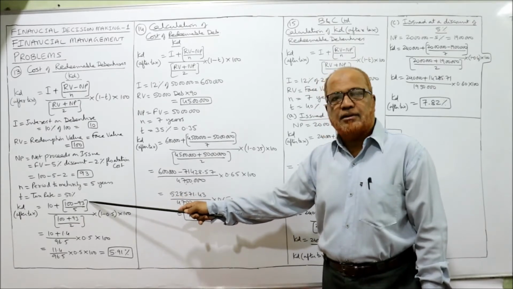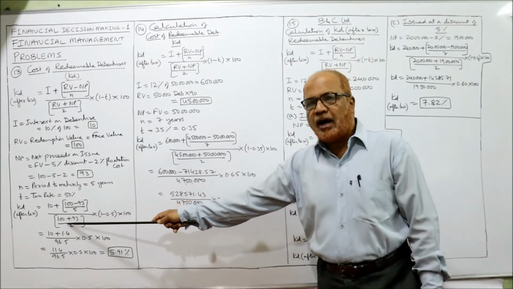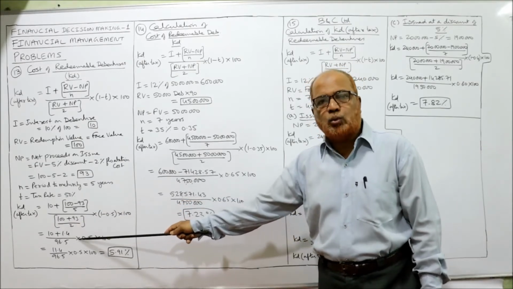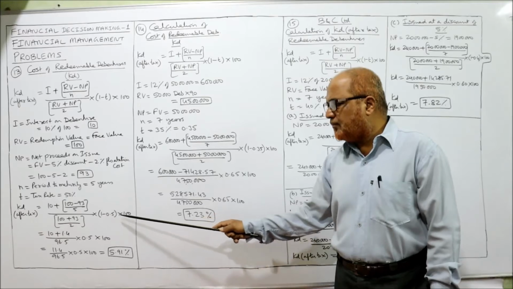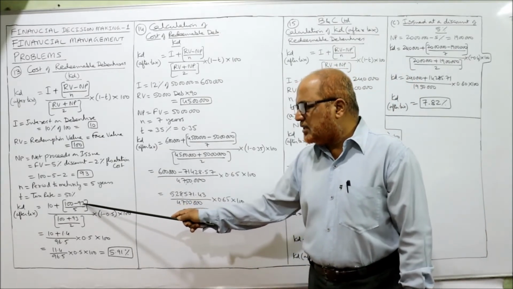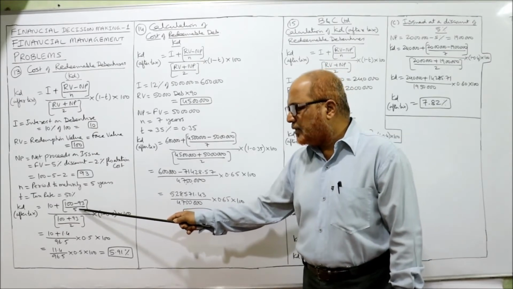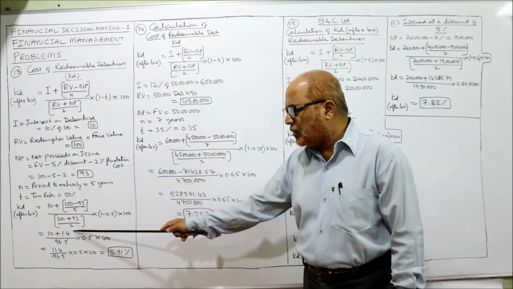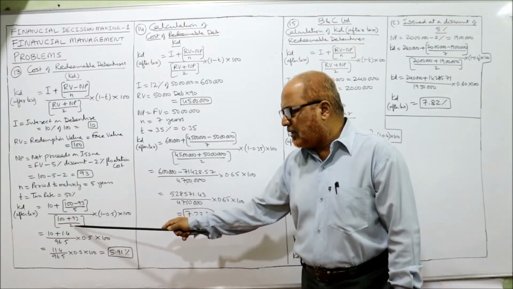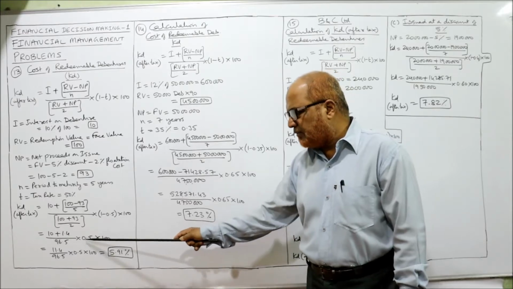NP is 93, N is equal to 5. So (100 minus 93) by 5, divided by (100 plus 93) by 2, into (1 minus 0.5) into 100. So 100 minus 93 is 7. 7 divided by 5, you'll get 1.4. Similarly, 100 plus 93 divided by 2, 96.5. 1 minus 0.5 is 0.5 into 100.